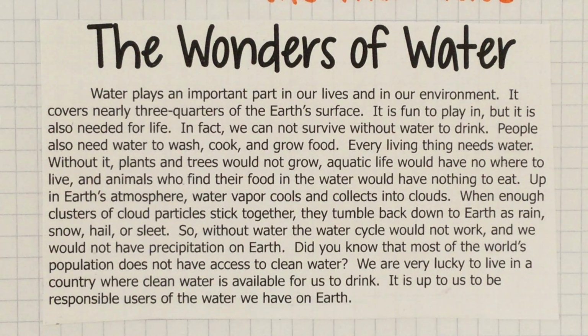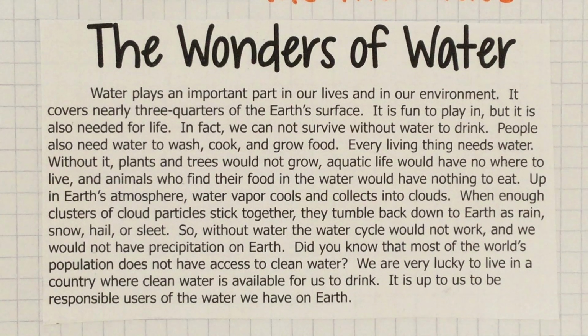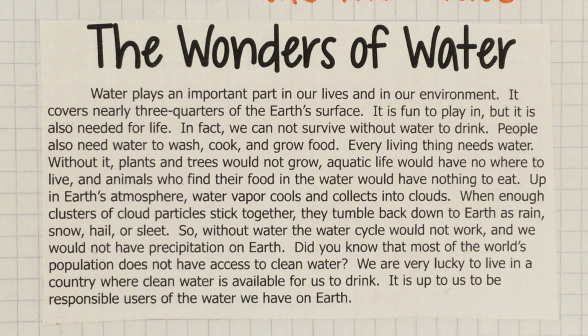Up in Earth's atmosphere, water vapor cools and collects into clouds. When enough clusters of cloud particles stick together, they tumble back down to Earth as rain, snow, hail, or sleet. So without water, the water cycle would not work, and we would not have precipitation on Earth. Did you know that most of the world's population does not have access to clean water? We are very lucky to live in a country where clean water is available for us to drink. It is up to us to be responsible users of the water we have on Earth.